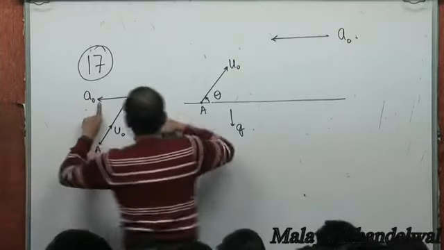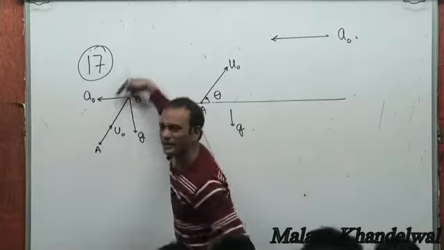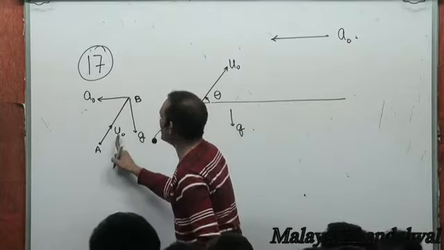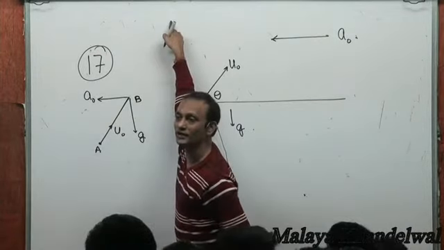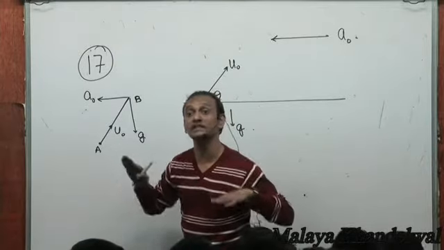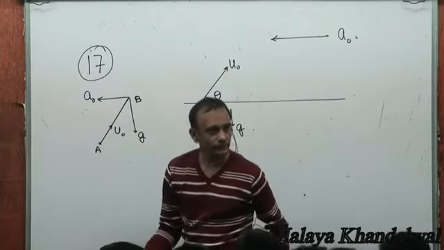If the resultant of a naught and g is from B to A, then the particle will move along this trajectory only. Yes or no? If the accelerations and velocities are in the same direction, then the particle has to move along a straight line, right?